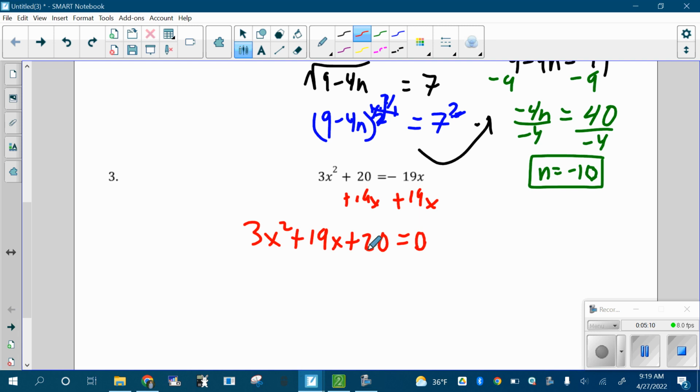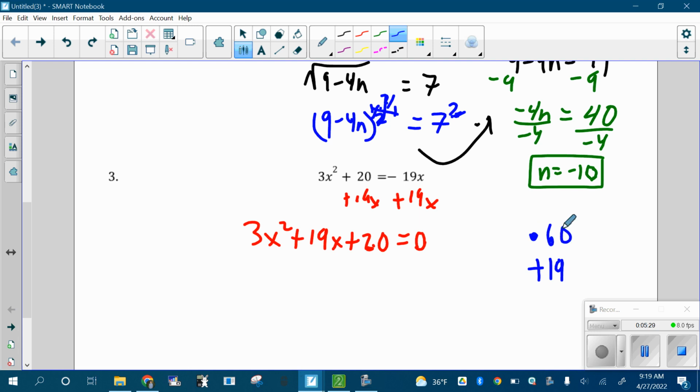I should look for a GCF. Is there something I can take out of all the terms? There isn't. So instead, I'm going to factor it, but because I have this number in front of the x squared, it's going to be that hard factoring. So I'm going to look for two numbers that add to 19, but they multiply to 60.